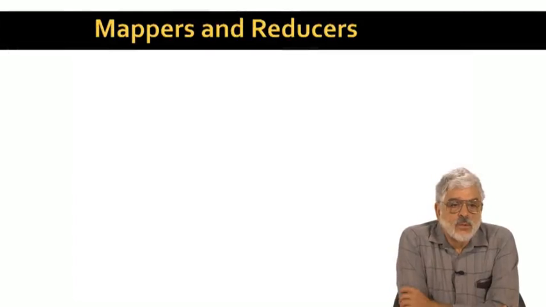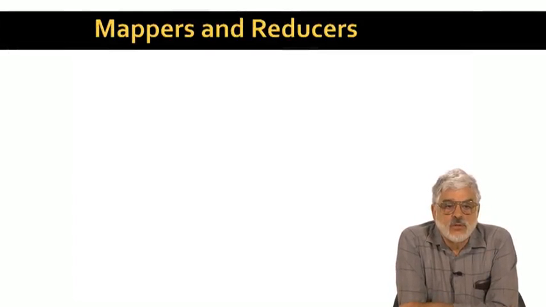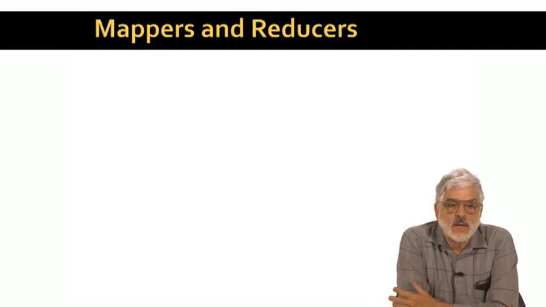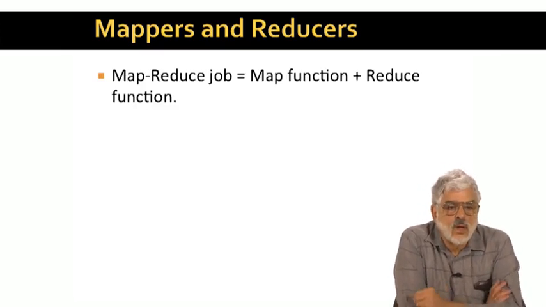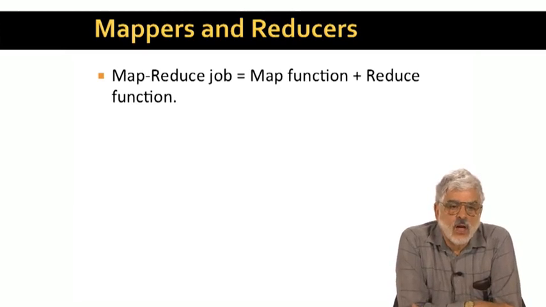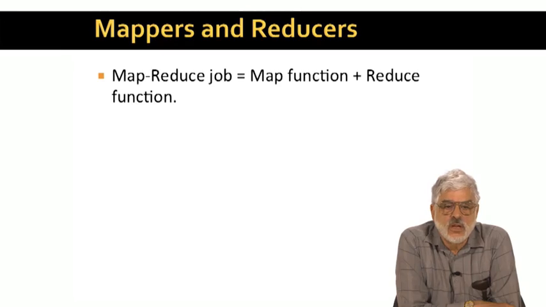I want to start by reviewing and introducing some notation for describing important components of a MapReduce job. We need to distinguish between map functions, map tasks, and mappers, and do the same for reduce. Remember, a MapReduce job is defined by a map function and a reduce function. These are the two pieces of code you have to write to make the job go. Everything else you do is really setting parameters for Hadoop or another system like it.